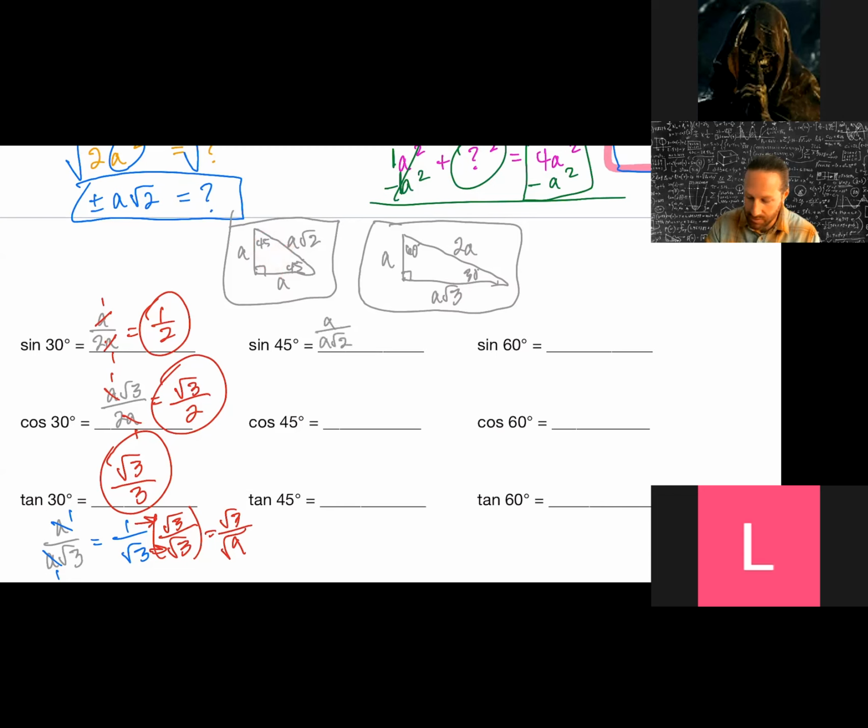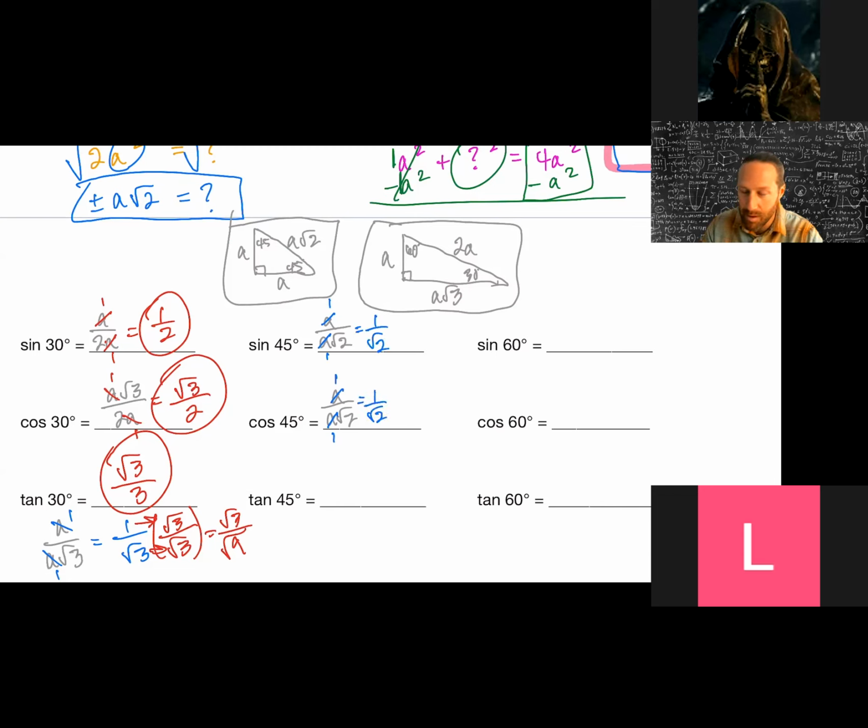How about the cosine of 45? That would also be a over a root 2. But as always in math, we want to simplify. So cancel, like we talked about, the a's. Because we're multiplying, we can do that. We know anything divided by itself is 1. And when we multiply by 1, we get the same value. But we don't like the fact that this is 1 over root 2.